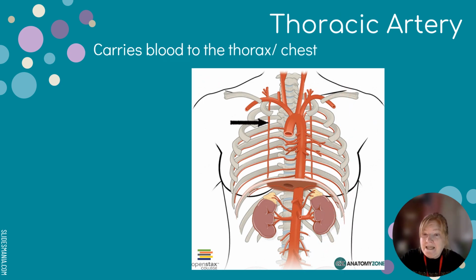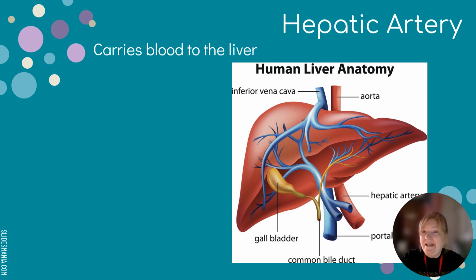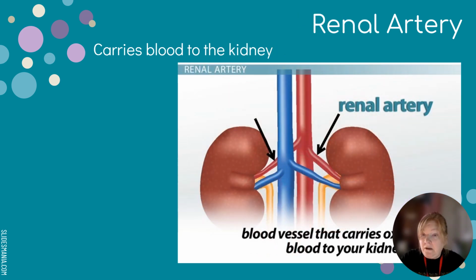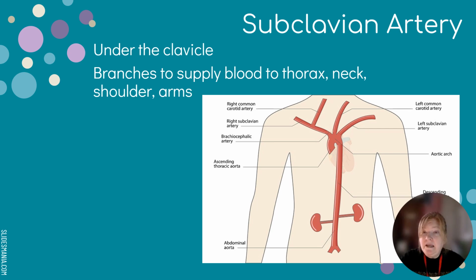We have the thoracic artery, that's in your chest. We have the hepatic artery, that means liver. We have the gastric artery, that means stomach. We have the renal artery, that means kidney. We have the subclavian artery, that means under the clavicle.